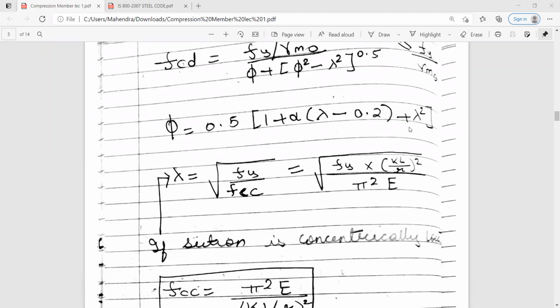Yes, it should be less than Fy upon gamma m. Sorry, gamma m0. Whatever value of FCD you calculate, it should be less than or equals to Fy upon gamma m0. Fy is nothing but your yield stress and gamma m0 is your partial safety factor.